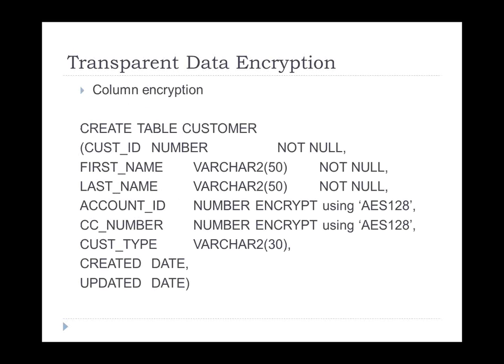So for example, to do column encryption, basically you're creating a column, and after giving it the data type, you're telling it to encrypt and giving it the level of encryption that you want to use for this column. And here's a simple example of creating a customer table where we want to hide the account ID and possibly the credit card number.